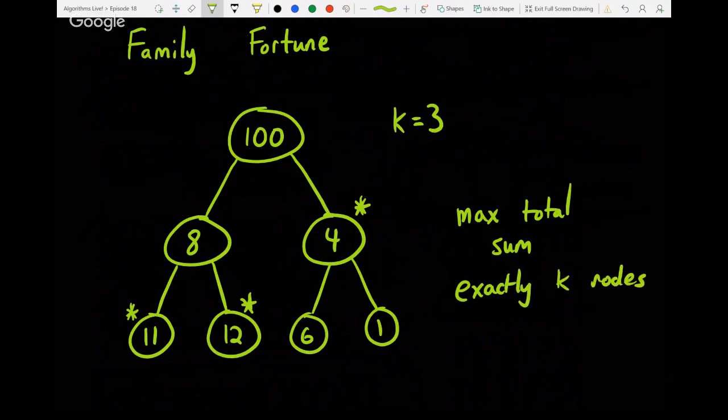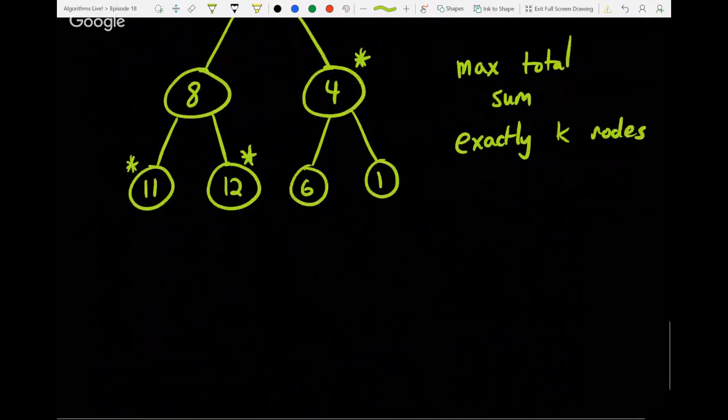So a somewhat strange property of this is 1,000, or this 100 right here. If k equals 3, I can't take it, because my answer has to be exactly k nodes. So you can have a really expensive thing and not be able to take it that's more than your answer even. So a strange consequence of this problem.